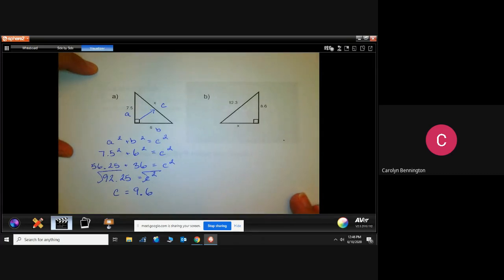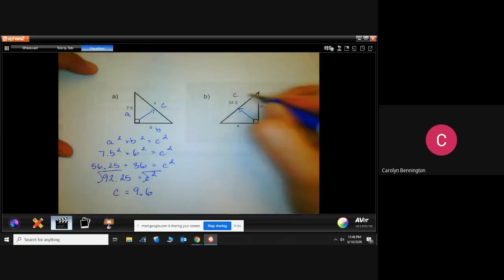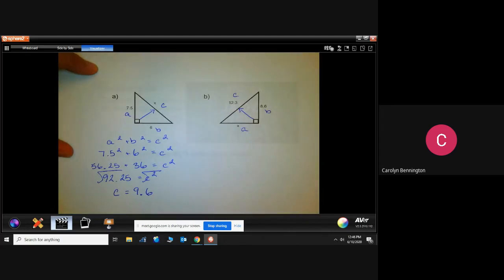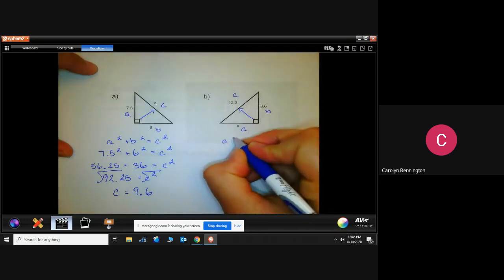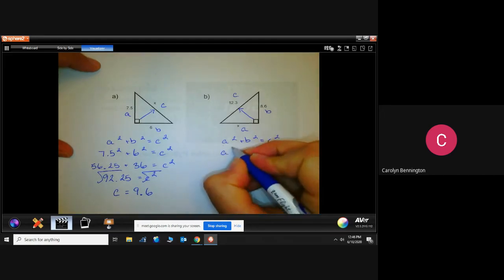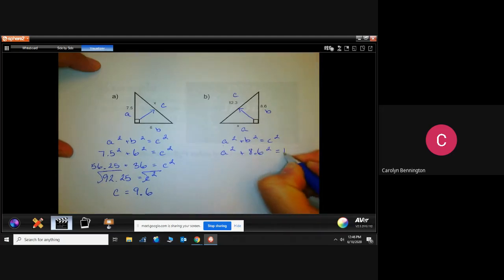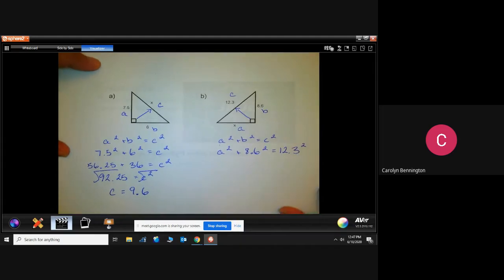In the second example, where one of our legs is missing, we still want to find the hypotenuse. So again, directly across from that 90-degree angle is our hypotenuse. That will be in our C position. I'm going to put X in our A and B as 8.6. So moving on to our Pythagorean theorem. Our A is the unknown side. So we'll have A squared plus 8.6 squared equals 12.3 squared. The hypotenuse always has to be in the C position.